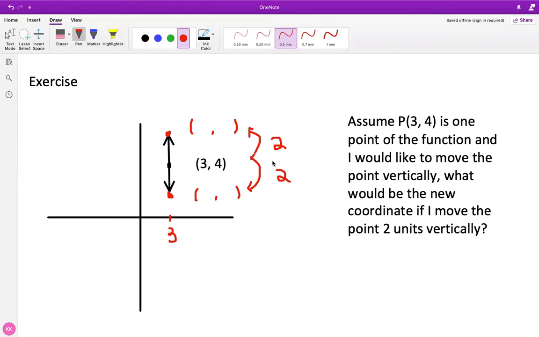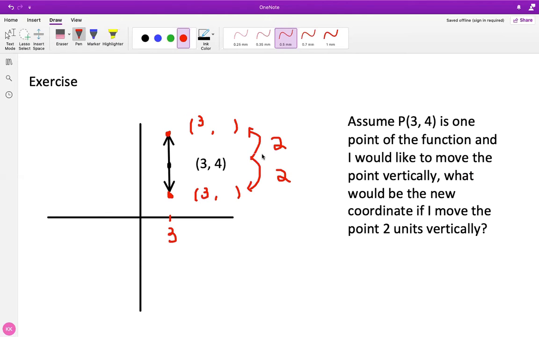So let's do a little exercise before moving on to homework questions. Assume I have a point right here at (3, 4). This point is one point of the function. I want to move this point vertically, and I want to know the new coordinates of these two points after I move the point 2 units upwards and 2 units downwards. Basically, if you're moving the point upwards and downwards, it doesn't change the x coordinate. So the x coordinate remains the same.